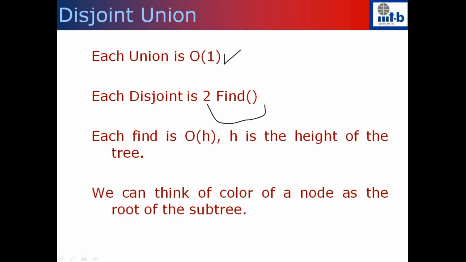So we want to show that the height of the tree, in both union by rank and union by height, is going to be order log n. Let's look at union by rank first. Union by rank is also known as union by size. We can think of the color of a node as the root of its subtree. In the previous analogy that we did earlier, every node undergoes a color change. When a node undergoes a color change, the root of all the elements in the subtree actually changes.